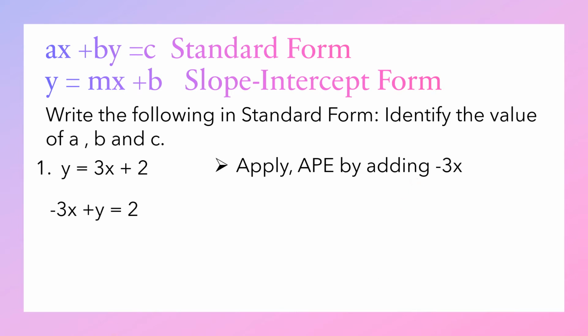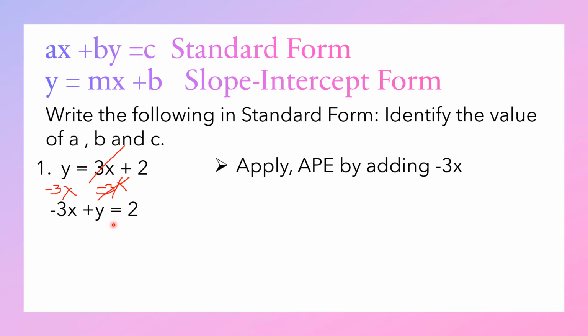So, dito ngayon, pag nag-add tayo ng negative 3x, so here, negative 3x here. Which means that this one is equal to 0. So, what we have here, on the left side, we're just going to copy negative 3x plus y is equal to 2. So that's the equation, negative 3x plus y is equal to 2.